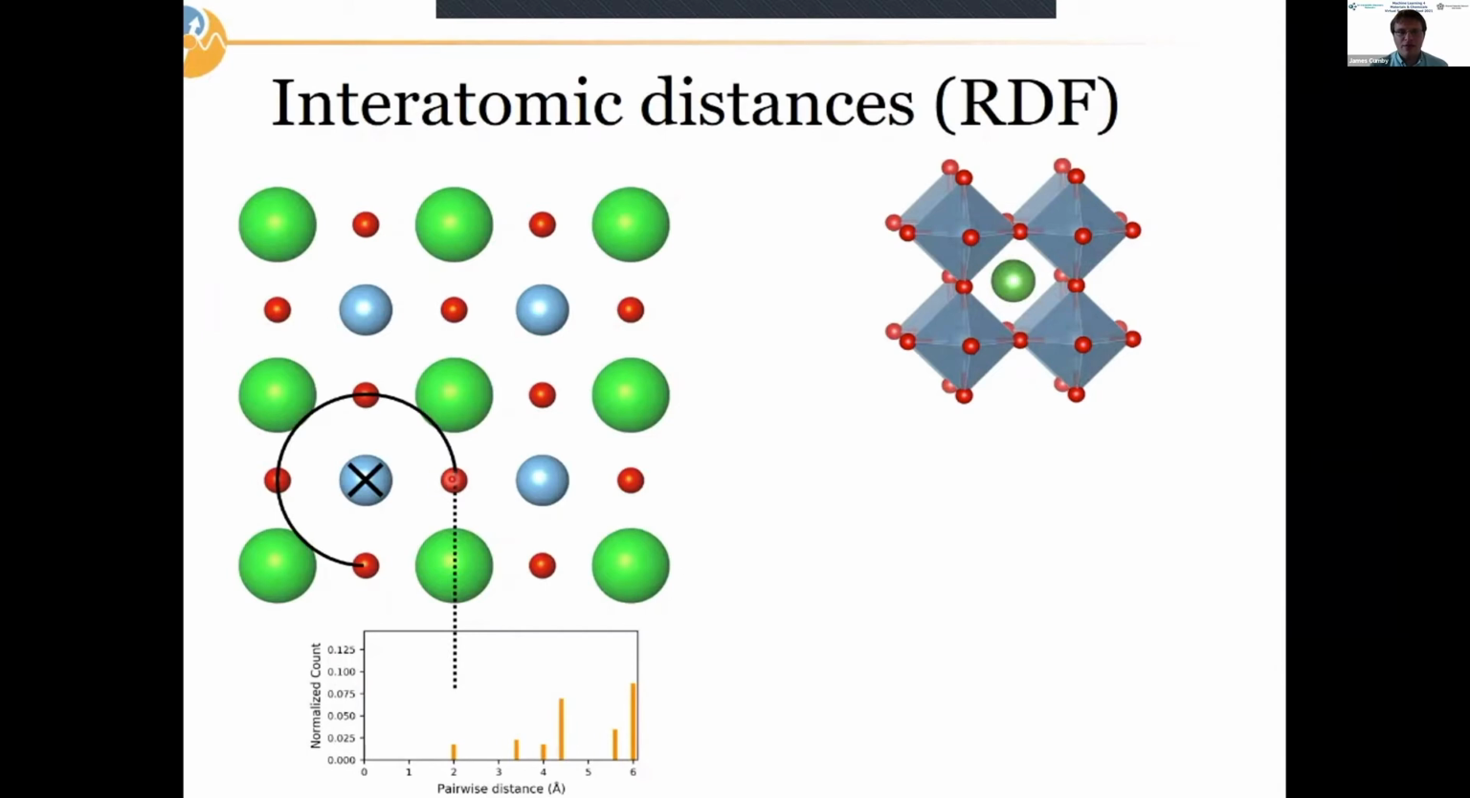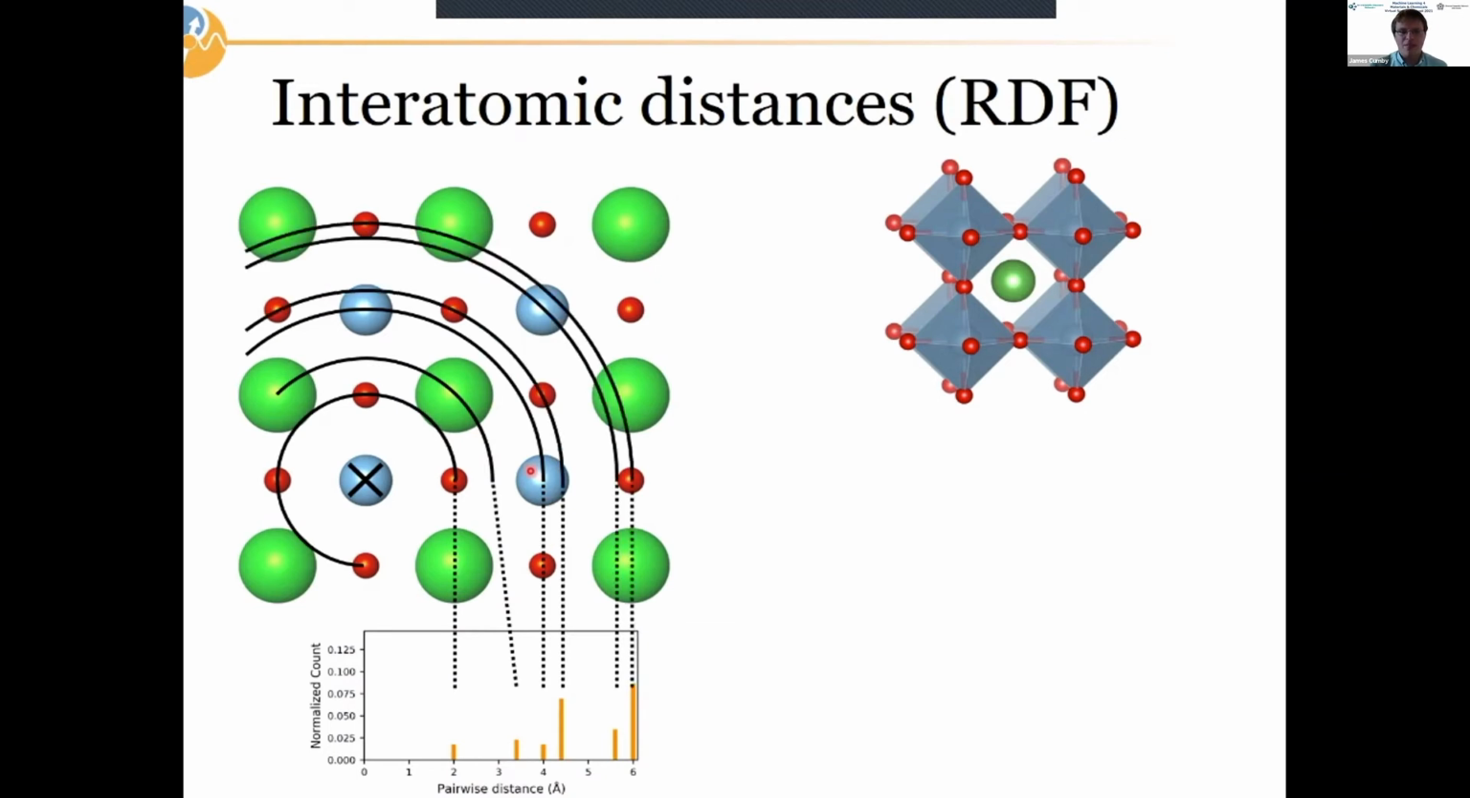If you look a little bit further along, you're looking at strontium in green. This is actually slightly out of the plane, which is why the distance doesn't quite line up. And then you can keep going. So if you go a bit further, you reach the next set of titanium atoms, then the next set of oxygens, and so on and so on. And you build up this histogram of distances.